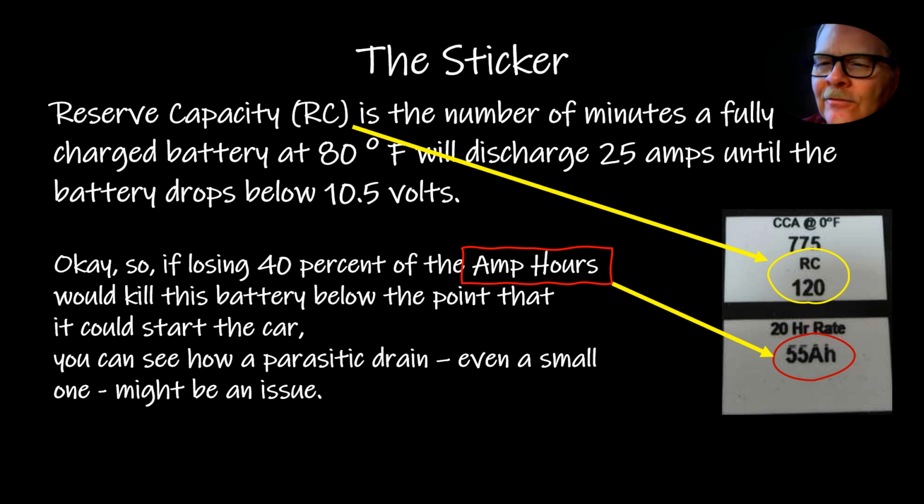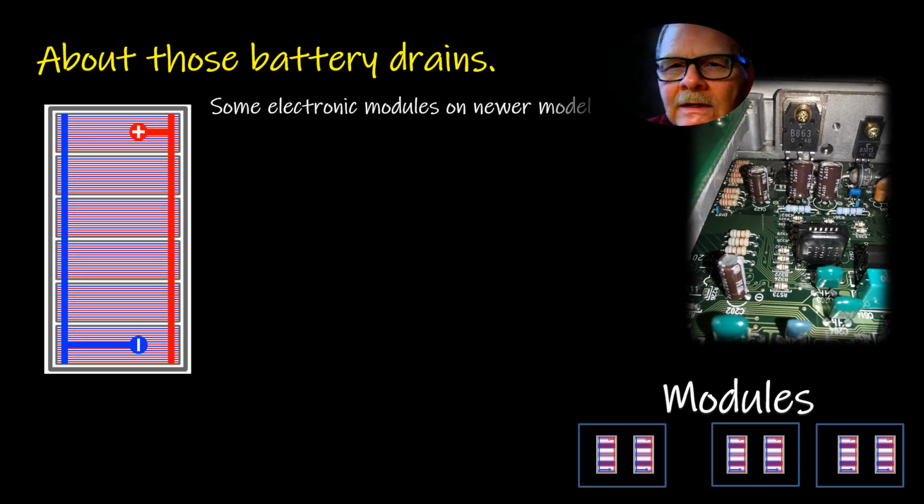Okay, so if losing 40% of the amp hours would kill this battery below the point to start the car, you can see how a parasitic drain, even a small one, might be an issue. Typically, if you've got the coil closed on a relay, even if the relay is not pulling a load, one of the things I figured out is that's enough that over 2 days it'll kill a fairly strong battery. Not a really strong battery, but if it's got a mediocre battery in it, one that doesn't need to be replaced but it's not fresh and new either, you'll kill it in a couple of days by energizing a relay coil.